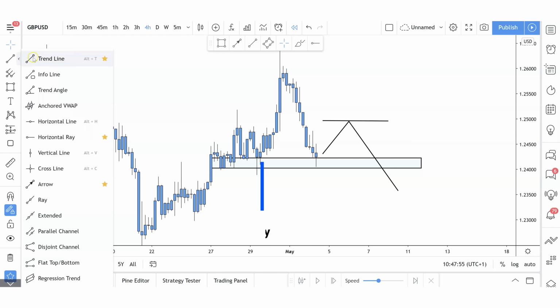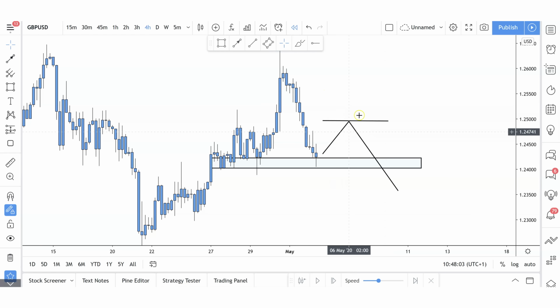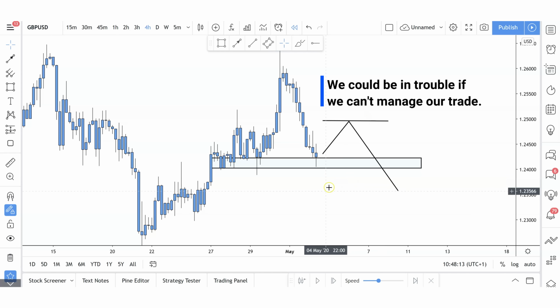The next thing is, if the market is going to respect this level, continue up, and we do eventually take a buy, then all well and good, we don't have to worry about this. But for this scenario, we are waiting to see what happens, because if price pulls back to make that lower high in and around this level or around these levels here where the wicks are forming, we could be in trouble if we can't manage our trade.